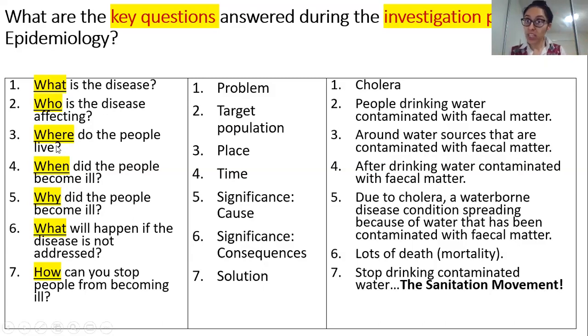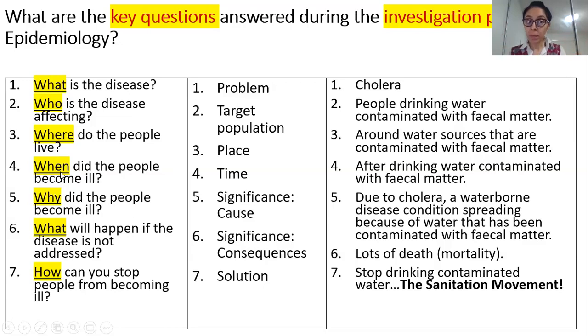Now, where do these people live? Meaning the place. They live around water sources which are contaminated because of fecal matter. So you must have seen in those YouTube videos where Jon Snow has clearly seen those individuals who are around, say, the water pipe, the community pipe which was there. That was the area which had the most cholera outbreak. All right, so that's the one.